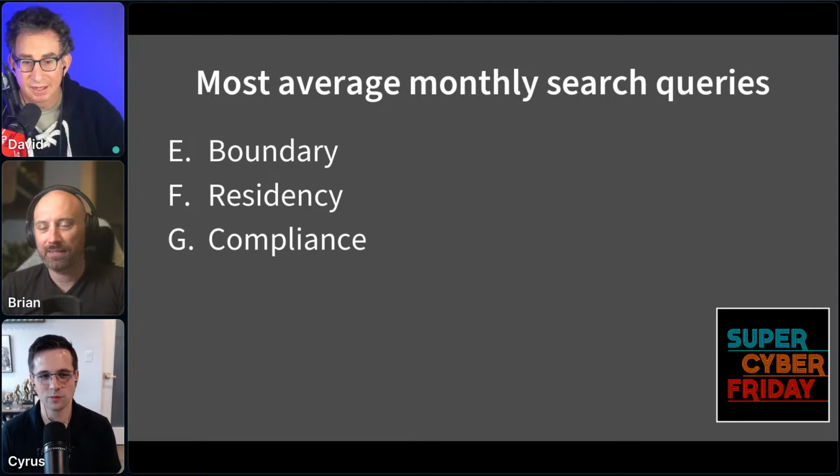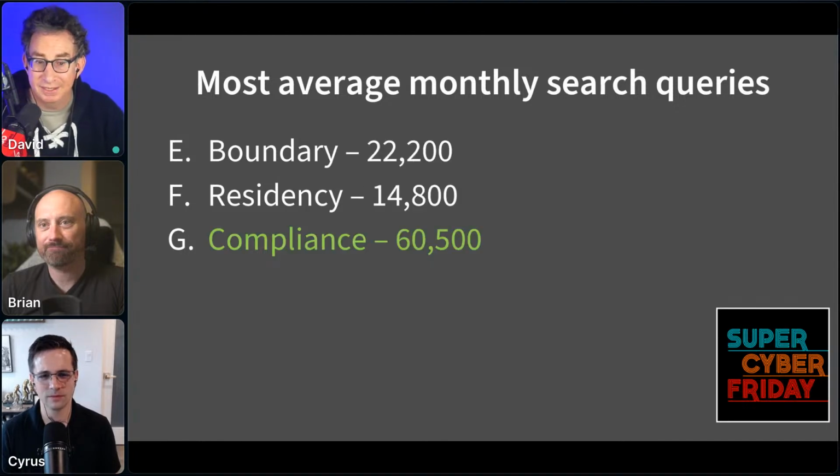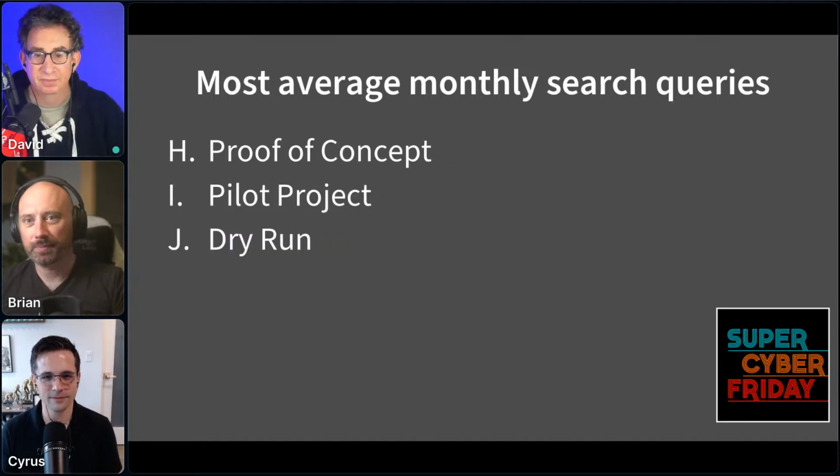I'm gonna say boundary. That's what I'm gonna say. See what we got. No, compliance takes it. 2 for 2 for Brian, 1 for 2 for Cyrus. Here we go. All right, next one.